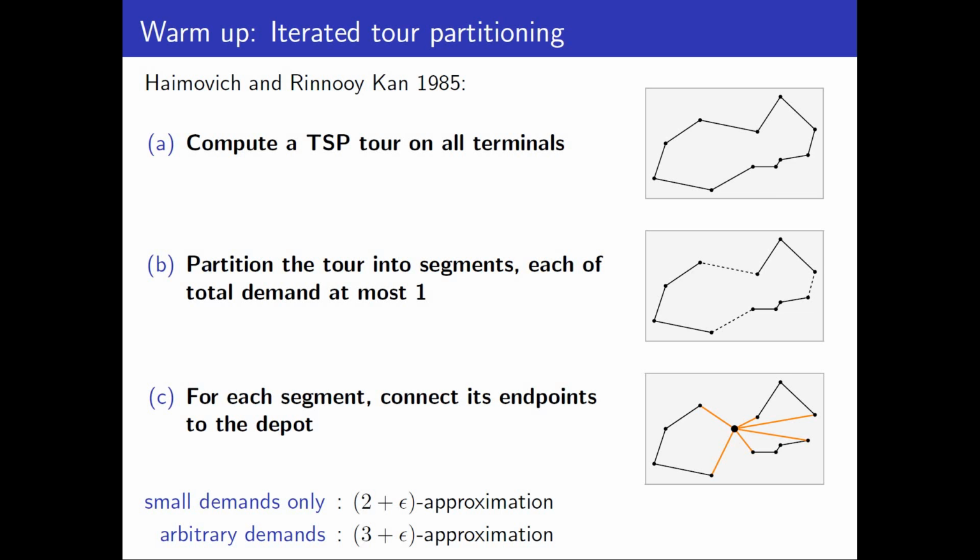Finally, for each segment, we connect its endpoints to the depot by adding the orange connection. In this way, on the figure, we get 3 tours. Each tour is within capacity. In the Euclidean space, it is known that this algorithm is a 2+ϵ approximation when all demands are small, and is a 3+ϵ approximation when the demands are arbitrary. Okay, so that was iterated tour partitioning.